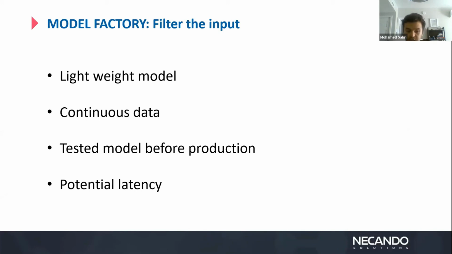And that's communication again. You need to communicate with the data science team to understand if the data that will be in production is continuous or not, because the data used for experimentation might be different from data in production.